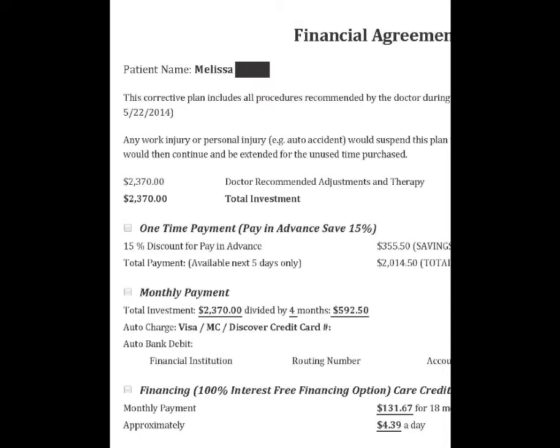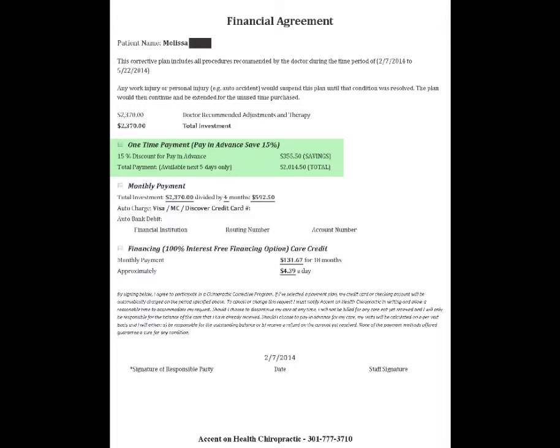All right. So you put this in, and it automatically calculates some stuff. You can set the percentage for prepay. If people want to pay in cash, you can set that, and it's going to show them their savings. If they want to pay a one-time payment of $2,014, they're going to save $355.50. And you can make this text whatever you want to say. Monthly payment, you can put in the number of months you're going to allow them to make payments. In this case, I'm going to see the patient for about 4 months, so I'm going to give them 4 months to pay.